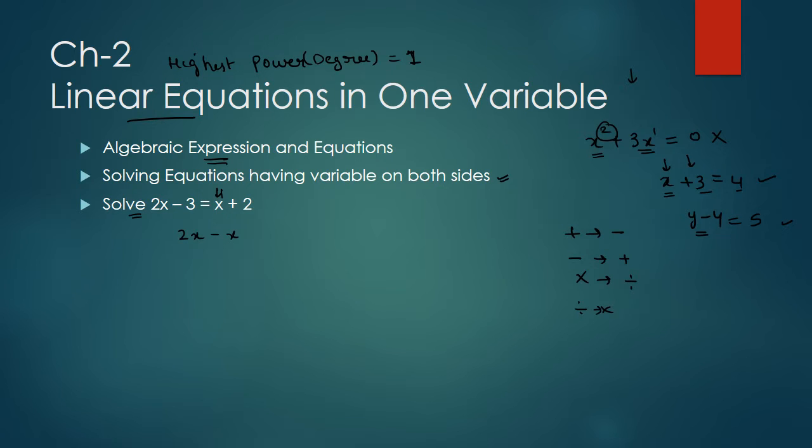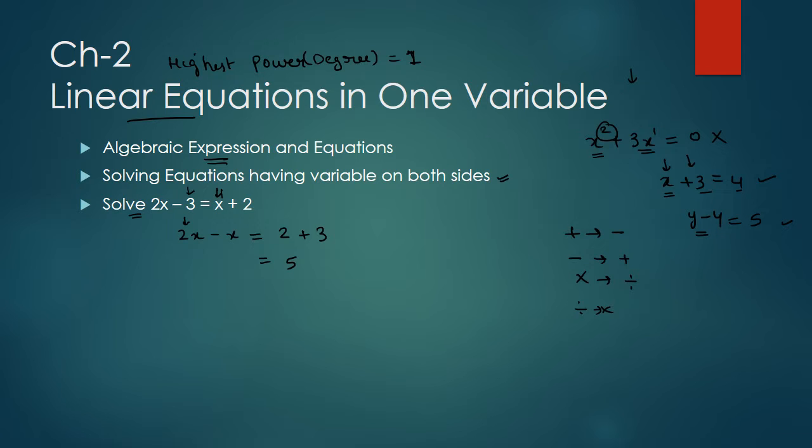Okay. So what happens? Minus x, this will become minus x, and here 2 is already on the right hand side, we will take this 3, we'll bring it on the right hand side, so it will become plus 3. From minus 3 it will change into plus 3. 3 plus 2 is 5.